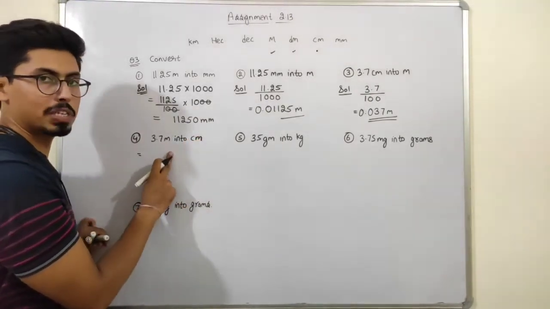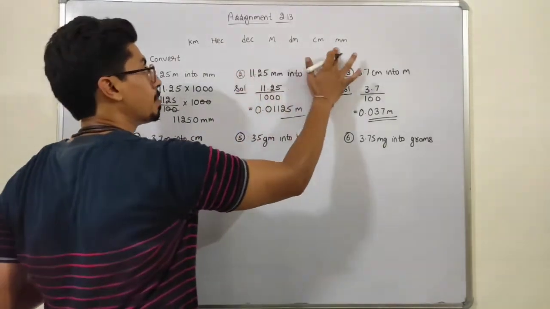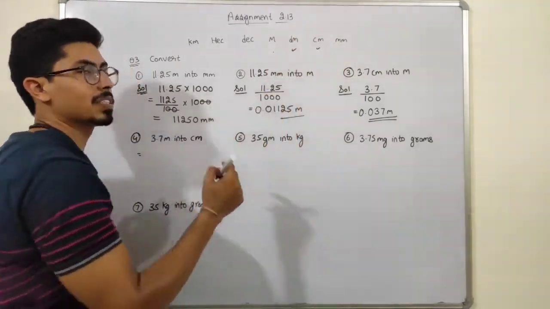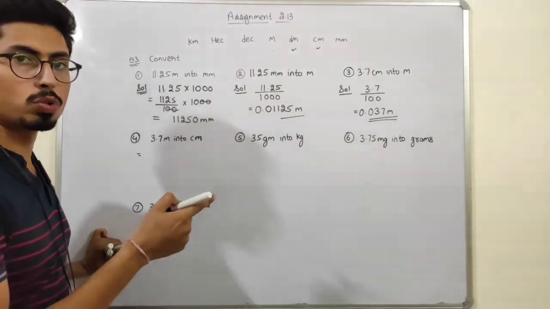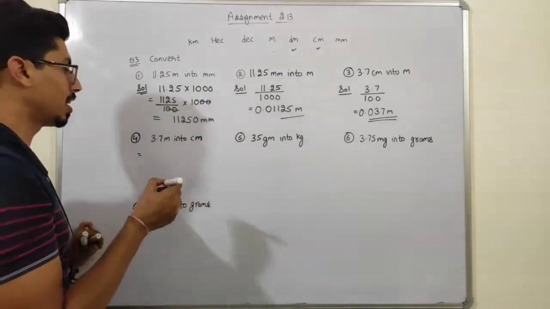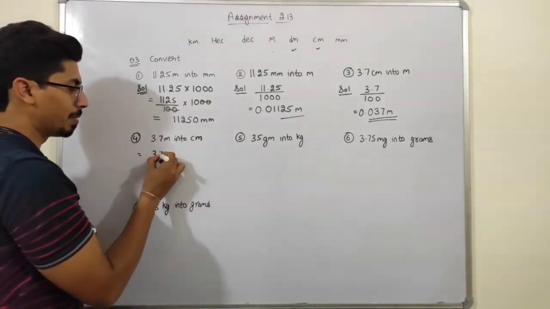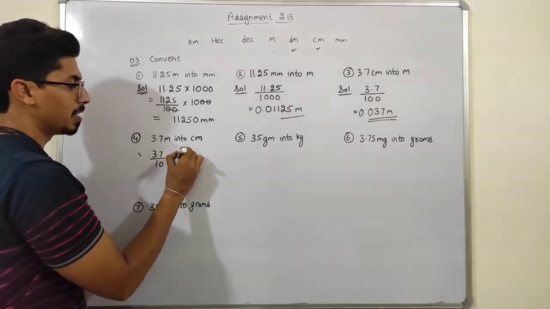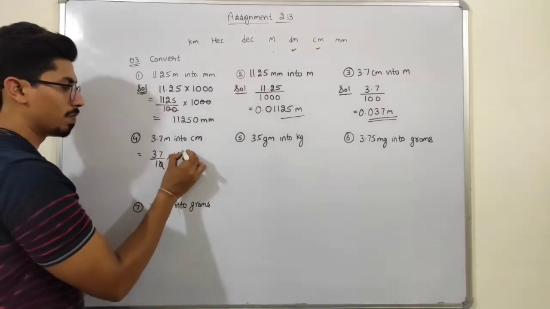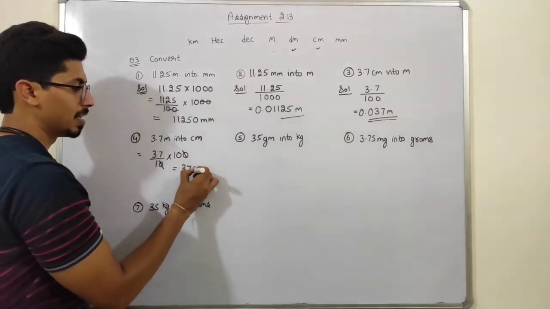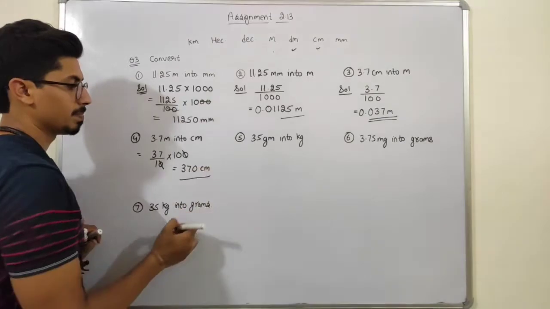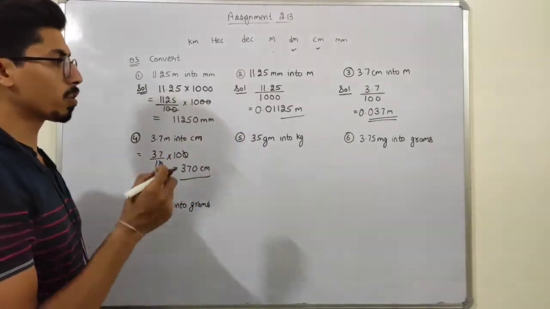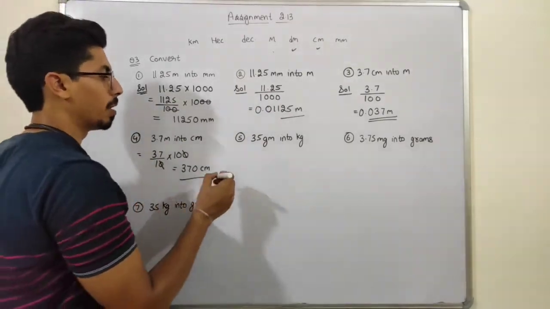I have to convert 3.7 meter into centimeter. That means from this point I have to go till this point. So 1 and 2 places in the right hand direction. I have to go to the right hand direction, so I have to multiply the number. So 3.7 can be written as 37 by 10. Okay, and I have to multiply it by 100. So 0 cancels out with this 0. So answer is 370. Now it is in centimeters, students.